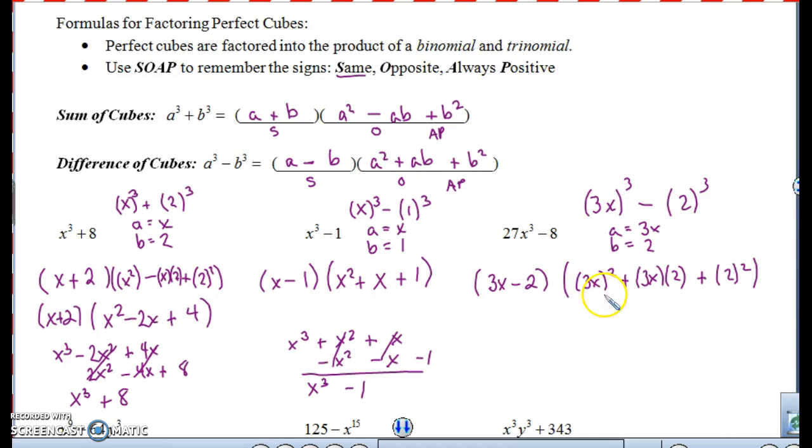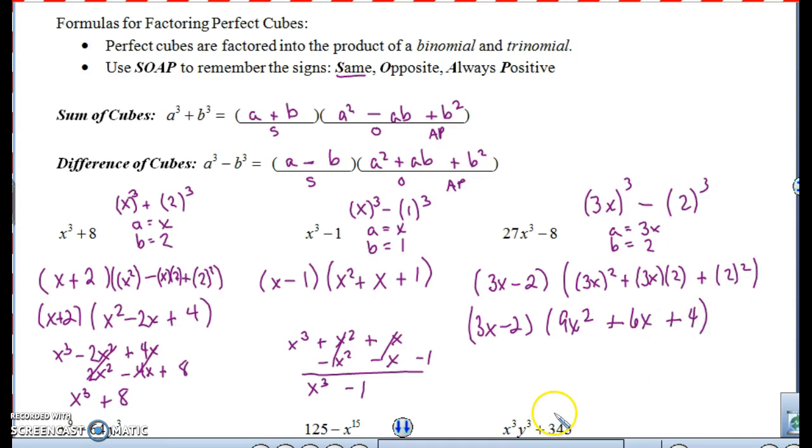When you square 3x, remember it's actually 3x times 3x. So this is going to be 3x minus 2. 3x quantity squared is 3x times 3x, which is actually 9x squared. Make sure you square the entire thing. 3x times 2 is 6x, and then 2 squared is 4.